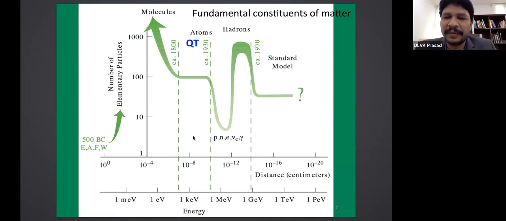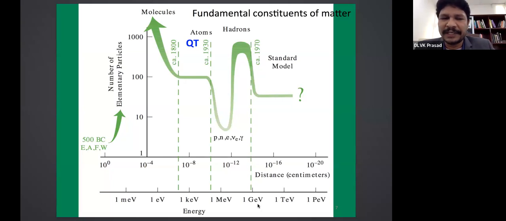So what I'm showing on this slide, you have a double x-axis. One is the length scale, shown here in centimeters. The other one is the energy scale, shown in electron volts. But most of the time, chemists like to have it in kilocalorie per mole. You can convert electron volt to kilocalorie per mole. That's like 23 kilocalorie per mole.